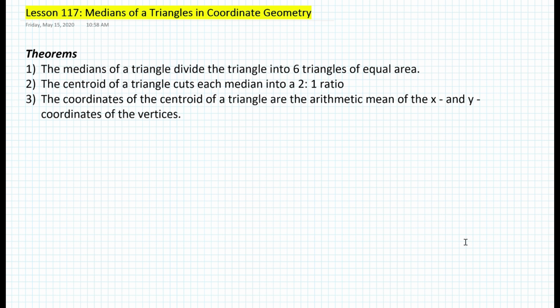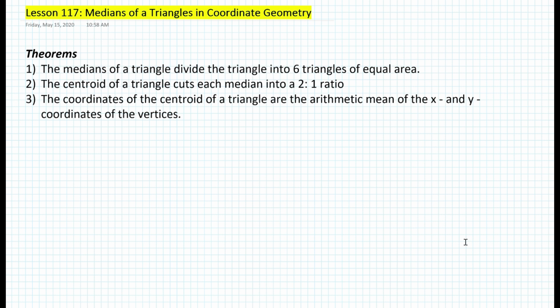In today's lesson, we will learn the following three theorems pertaining to medians of a triangle in coordinate geometry. The first theorem says that the medians of a triangle divide the triangle into 6 triangles of equal area. The second theorem states that the centroid of a triangle cuts each median into a 2-to-1 ratio. And the third theorem states that the coordinates of the centroid of a triangle are the arithmetic mean of the x and y coordinates of the vertices.